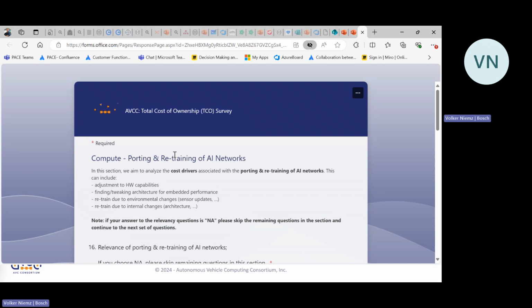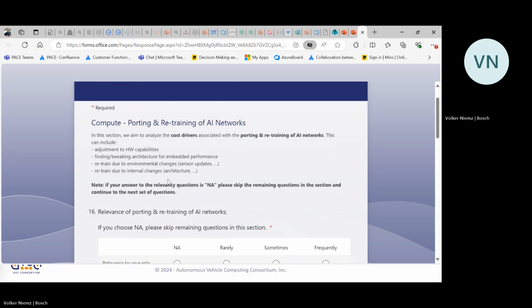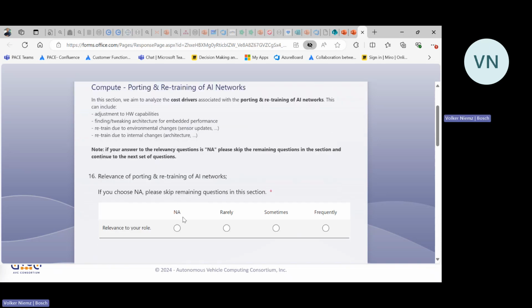Okay, porting and retraining of AI networks. Yes, so that one more. This is something you would do as an OEM. Not really, right? It's more what will happen on your end is maybe validation, what I mentioned earlier.